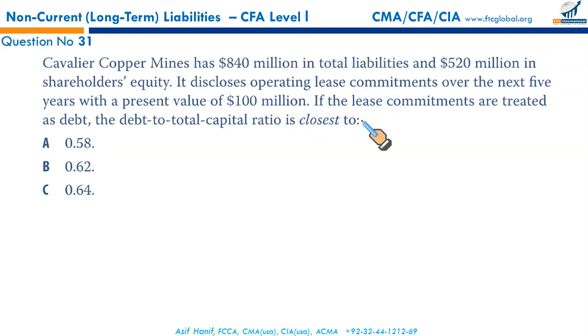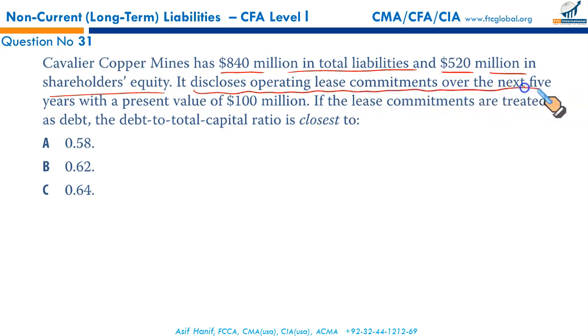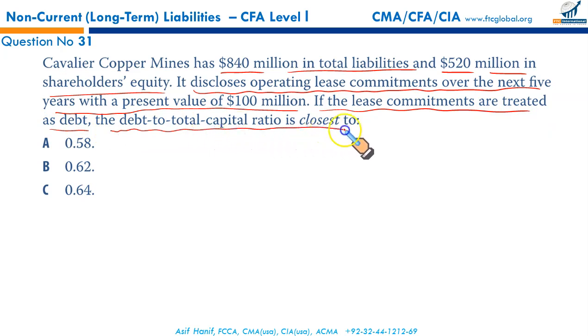B is the right answer. Now, Cavalier Copper Mines has 840 million in total liabilities and 520 million in shareholders' equity. It discloses operating lease commitments over the next 5 years with the present value of 100 million in the notes under the old standard. It is no longer allowed. This must be reported on the balance sheet as a liability. If these lease commitments are treated as debt, the debt to total capital ratio is closest to.